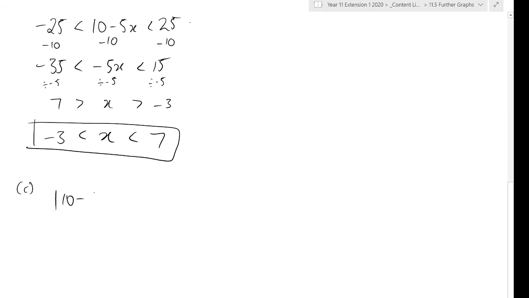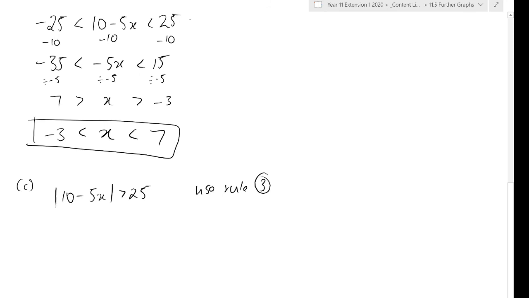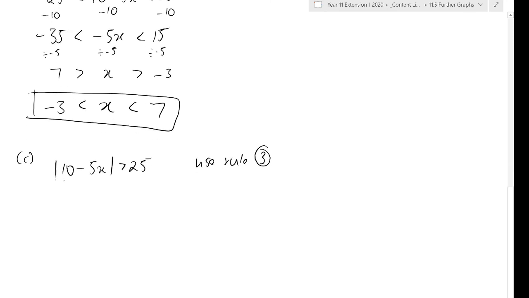Okay, so last but not least, we've got the same equation again, but we've got it greater than. And so for this one, we're going to use rule number 3. So that is, we're going to split it up into 2 parts. So when I've got this, I'm going to rewrite it as my function is less than negative of that. And I'm also going to write my function as 10 minus 5x is greater than the positive version, okay?